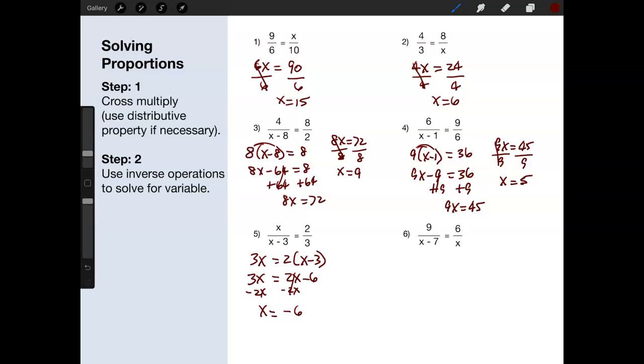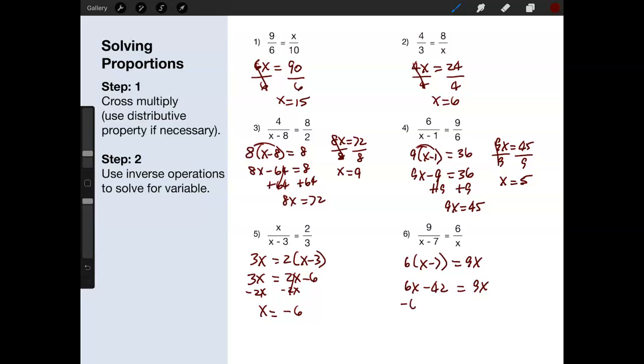For number 6, we have 9 over x minus 7 equals 6 over x. Cross multiply again. 6 times x minus 7 equals 9x. The distributive property, 6x minus 42 equals 9x.